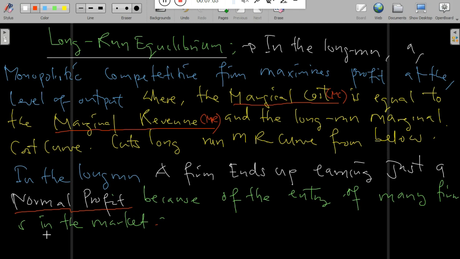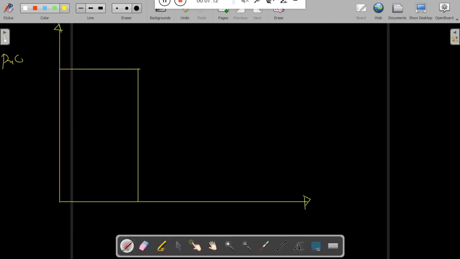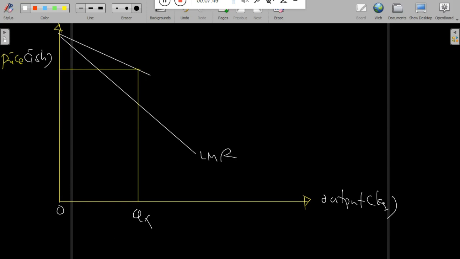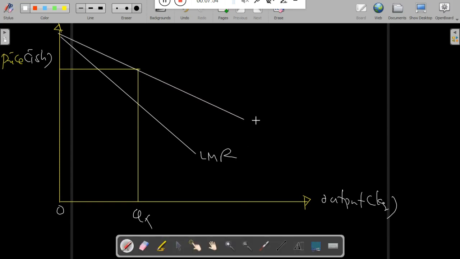When you sketch out the graph, you'll observe that we have the price, that is Tanzania shillings, and we have the output in kilograms. We have 0 and QX. So in the long run, as I told you, monopolistic competitive firms maximize profit at the level of output where marginal cost is equal to marginal revenue. So we draw the long run marginal revenue, and we draw the demand curve, and then we sketch out the long run marginal cost that cuts the long run marginal revenue. So that's the long run marginal cost.